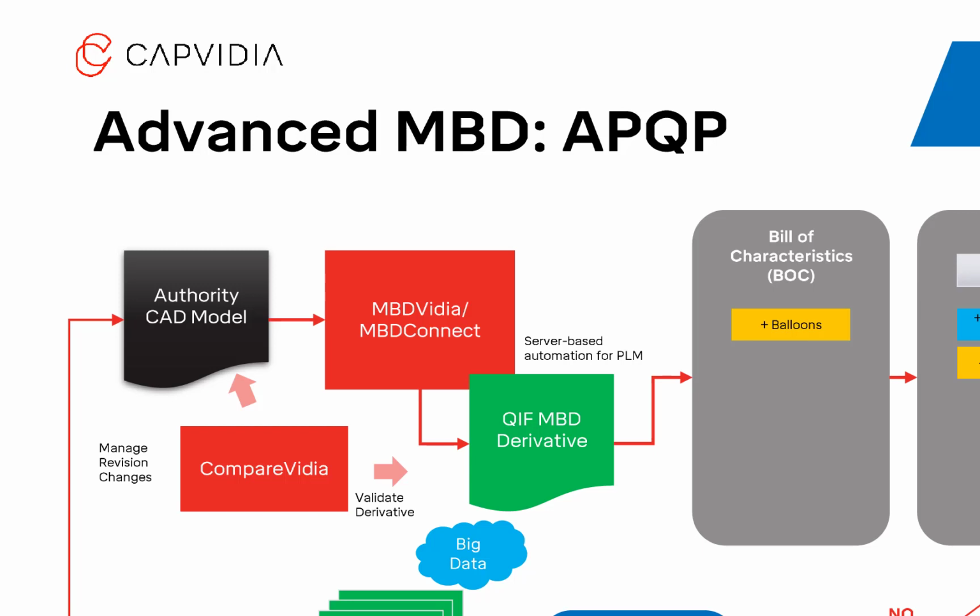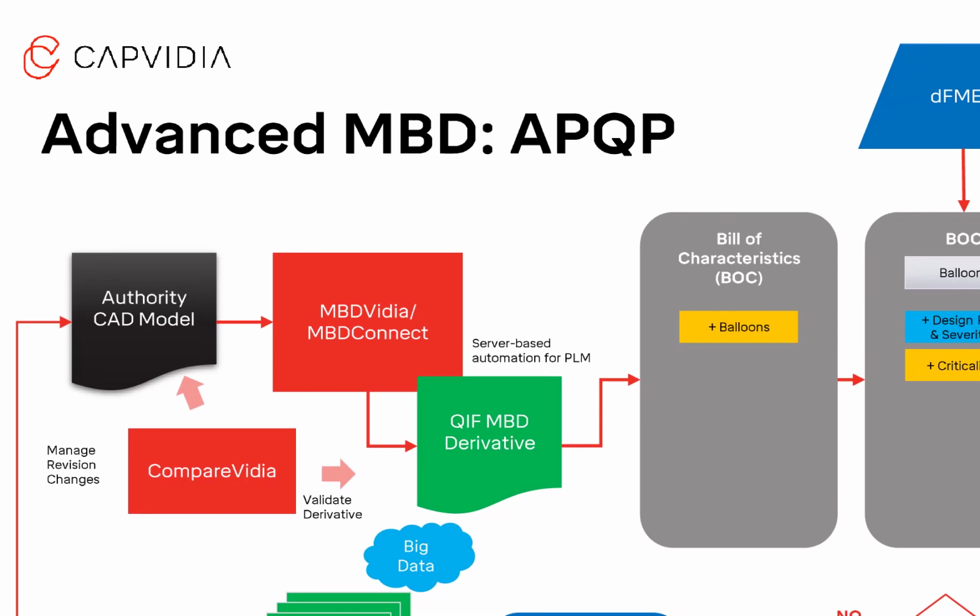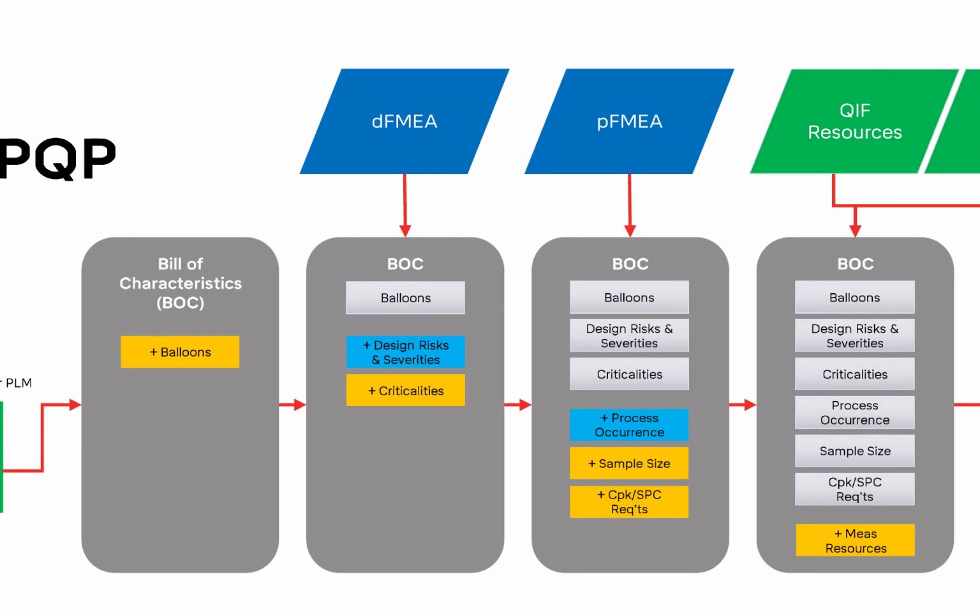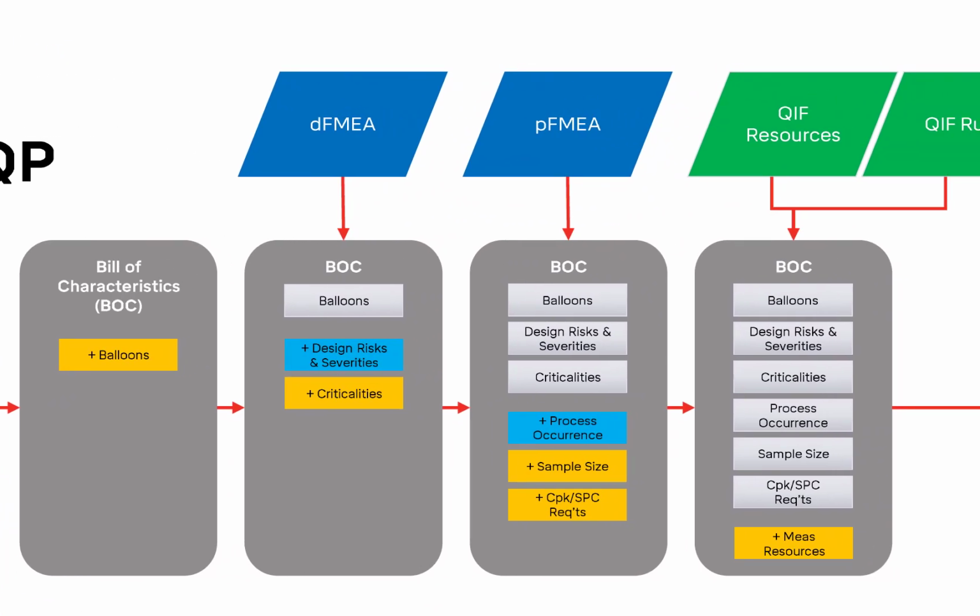We won't get into it, but of course, when you're generating derivative data sets, you want to be validating that data. One good option for that is Capvidia. And then from here, we start to build our bill of characteristics. So we have our PMI. Like I said, we can automatically assign a ballooning scheme to all of our PMI. So now we've added characteristics, characteristic numbers, characteristic IDs. In QIF, these are called CUIDs, to each of the characteristics on the model, to everything that needs to be measured.